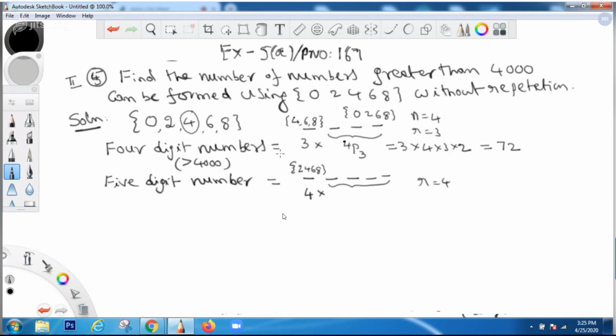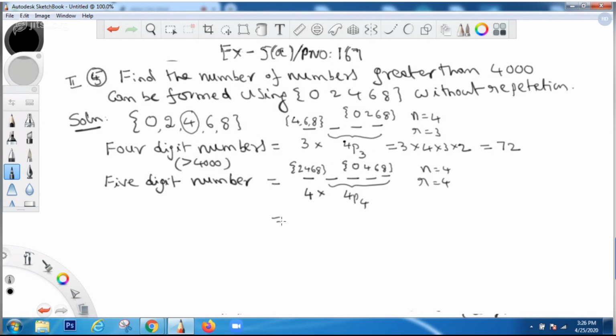Here you have to fill 4 places, and the digits available are the remaining ones. 0 is not used. Suppose 2 is used; 4 is available, 6 is available, 8 is available. So n is equal to 4, and the number of permutations is 4P4. Very good.